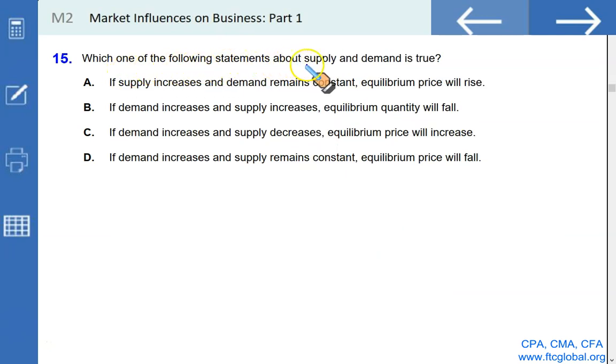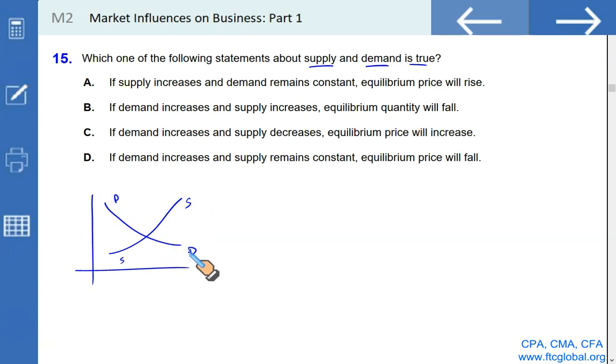Which of the following statements about supply and demand is true? A. If supply increases, let's consider these. This is the demand curve and this is the supply curve. Let us check these options one by one. Okay. So this would be the equilibrium quantity and this would be the equilibrium price, right? Now, if the supply increases and the demand remains constant, equilibrium price will rise. Wrong. Equilibrium price will fall, as you can see.